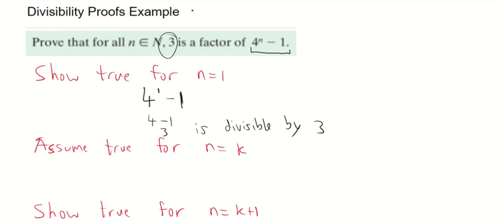Now I'm going to assume that it's true for n equals k, so we're just putting in a k instead of the n. We're assuming that 4 to the power of k minus 1 is divisible by 3. If it's divisible by 3, then it should be equal to 3 times some number. I'm just going to use x, but you could use any letter here, where x is a natural number.